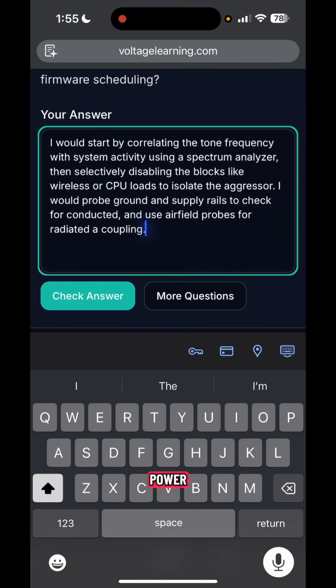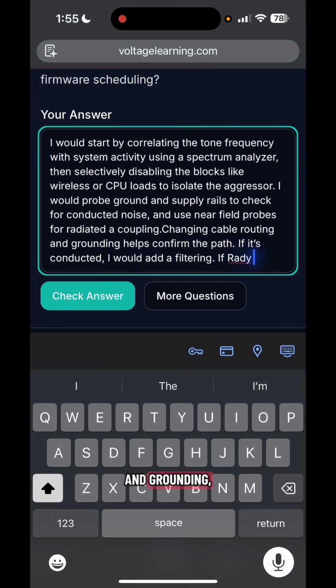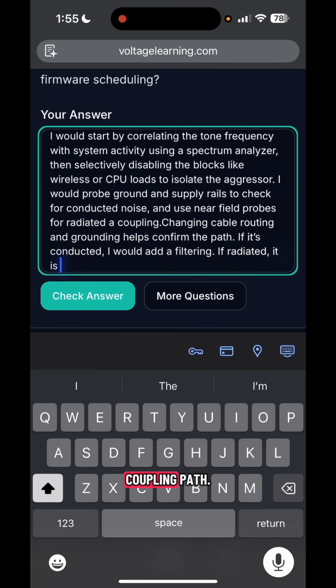Then, I'd probe power rails and ground with a scope to check for conducted noise coupling into the audio path. I'd also use a near-field probe to look for radiated coupling around sensitive traces. Since it's sensitive to cable routing and grounding, I'd experiment there to validate the coupling path.